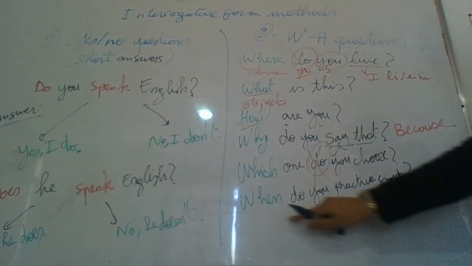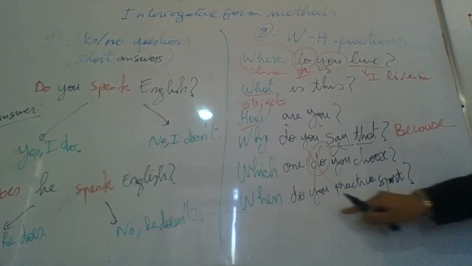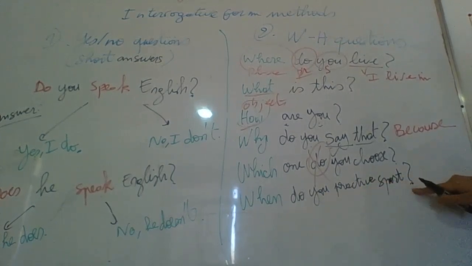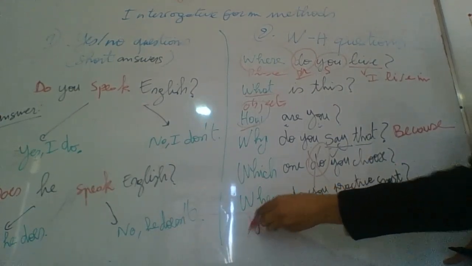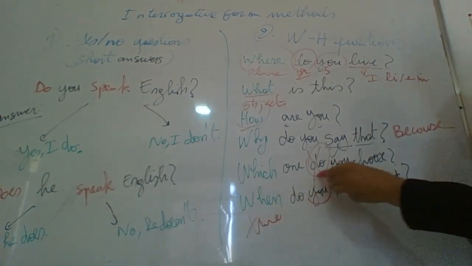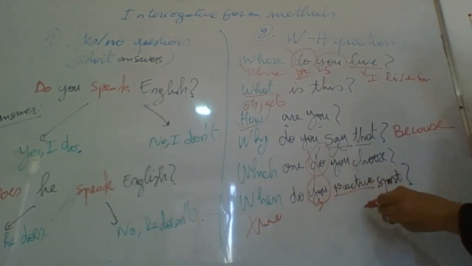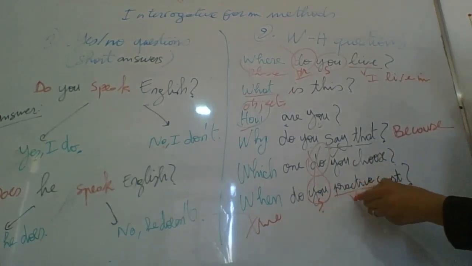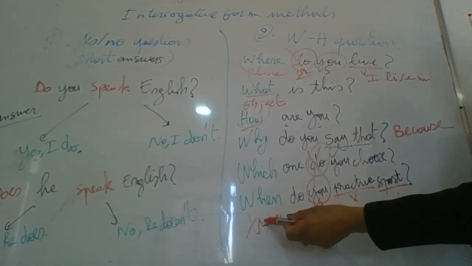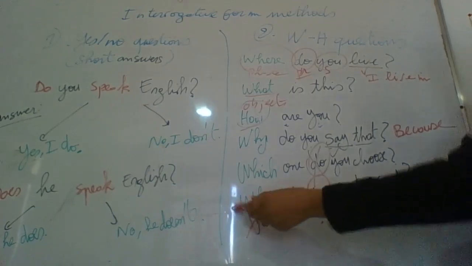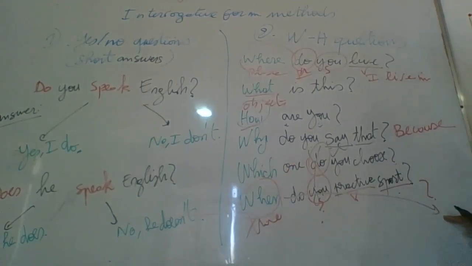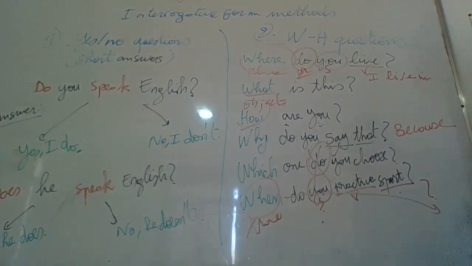Alright? When do you practice sport? I practice sport when? Give me the time. This is it. I'm looking for time. Here is the subject and this is the verb. Subject, verb, complement. I practice sport when? And then you give me time. Here when comes at the end of the sentence, because you are going to answer this question in details.